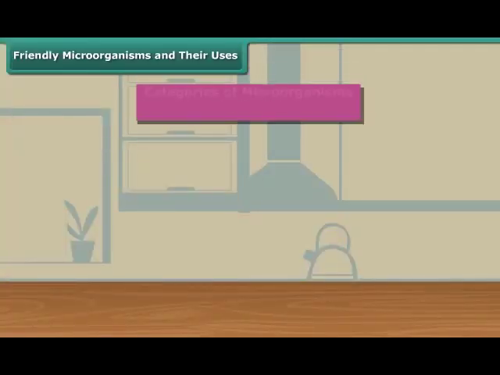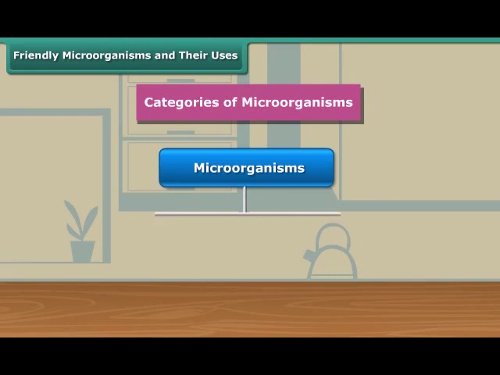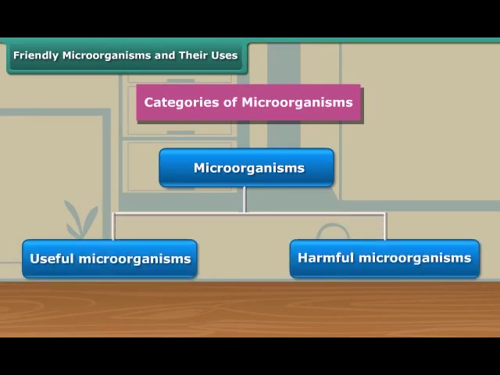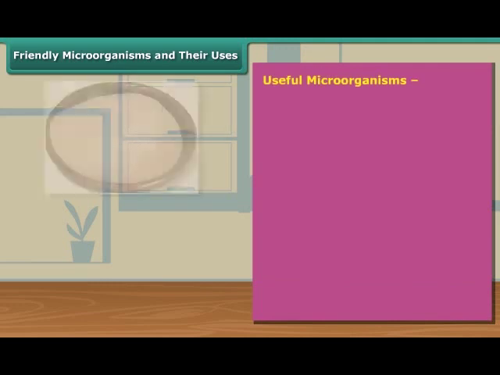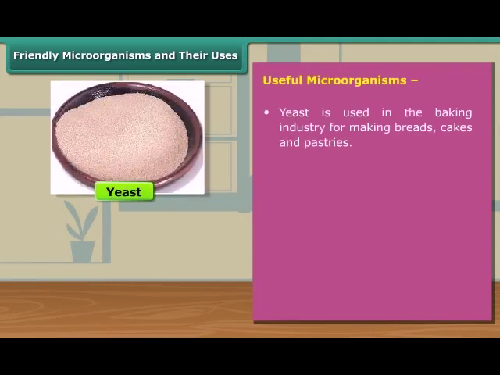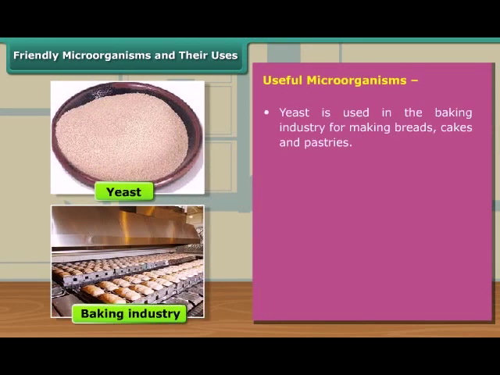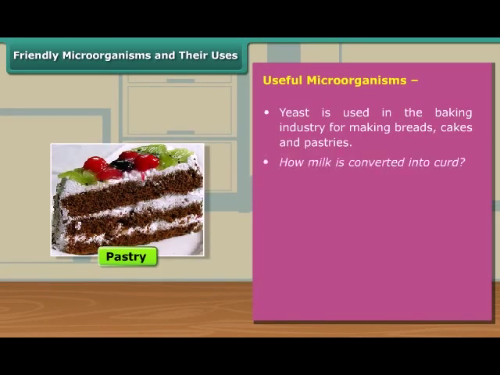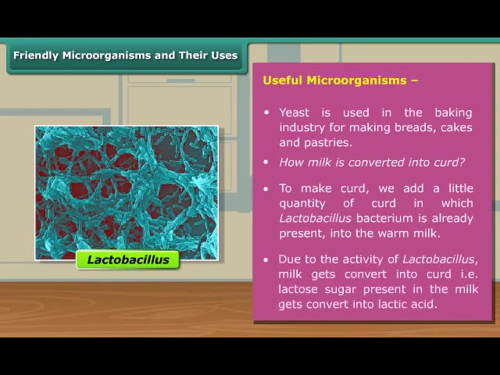Dear students, these microorganisms are broadly categorized into useful microorganisms and harmful microorganisms. Now we discuss the friendly activity of microorganisms in detail. One such friendly microorganism is yeast. Yeast is used in the baking industry and our homes for making breads, cakes, and pastries, etc. The bacterium Lactobacillus is useful to make curd from milk.